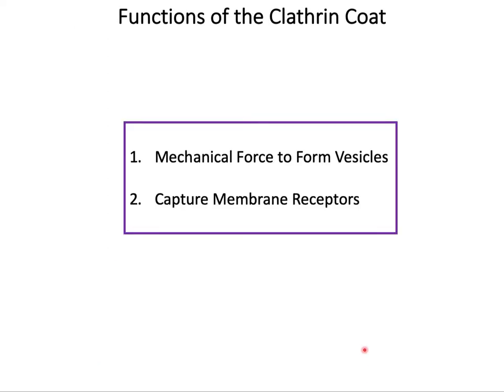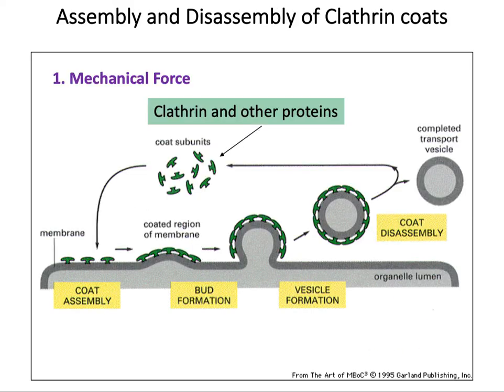There are 2 functions of this clathrin coat. One is to provide the mechanical force to form the vesicles. The second is to capture membrane receptors. So let's take a look at both of these functions. Here you have an organellar membrane. Clathrin and other proteins in the clathrin coat will begin to bind onto the membrane. Then they will self-assemble into that basket or cage-like structure.